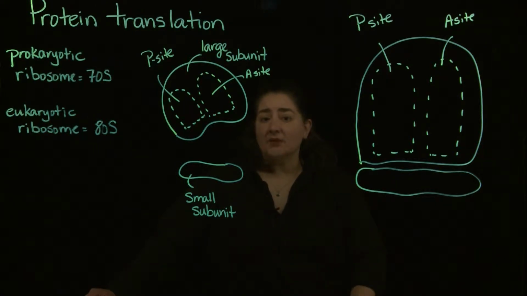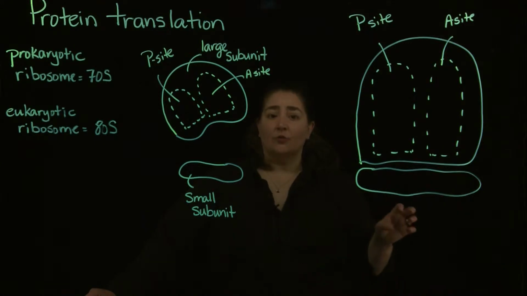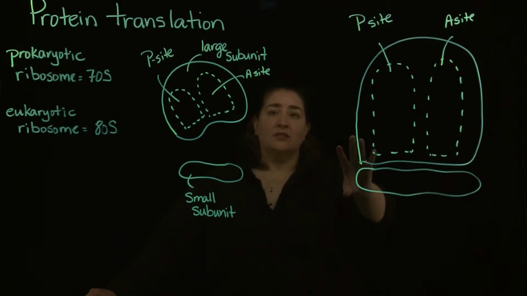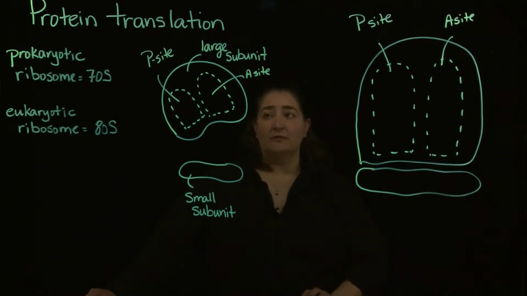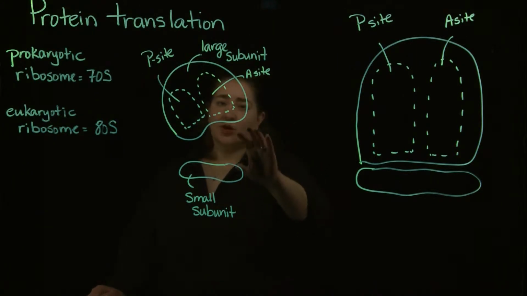Our next topic with molecular genetics related to prokaryotic processes is going to be protein translation. Protein translation essentially involves taking that messenger RNA that was produced during the process of transcription, reading it, and making a protein. Where protein translation is going to happen is at the ribosome. And that's what I've got drawn here.